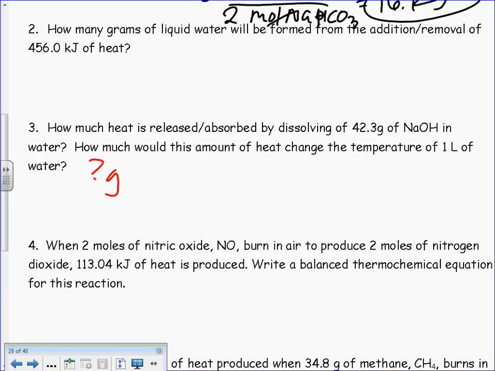Okay, I'm looking at number 3. How many grams of this liquid water will be formed from the addition or removal of 456 kilojoules of heat? So what do we want to start with?